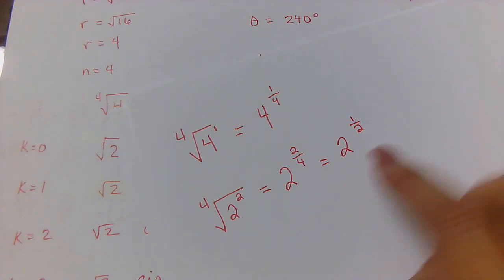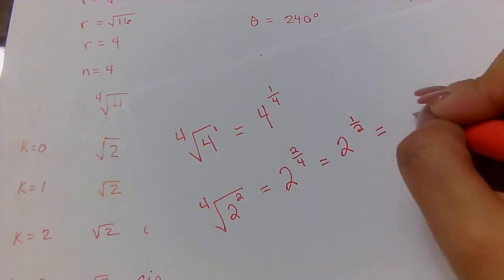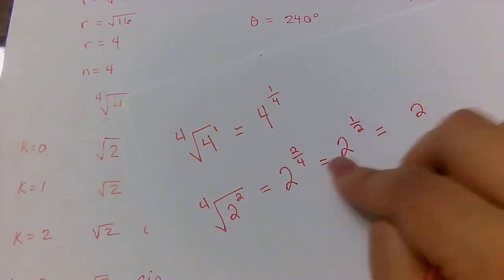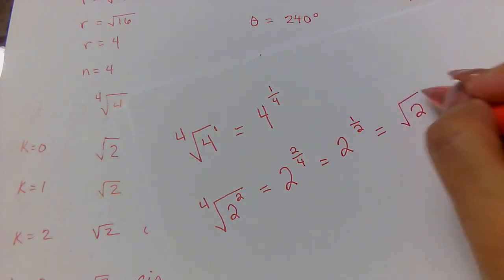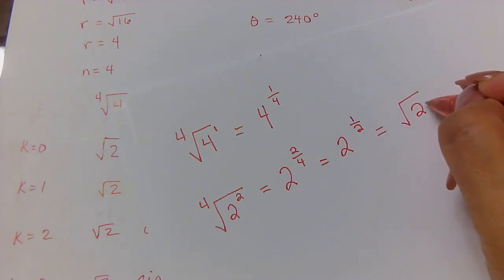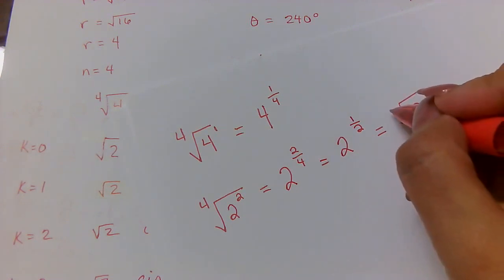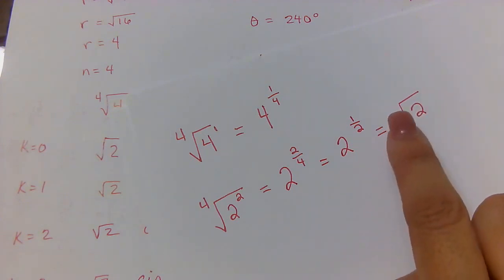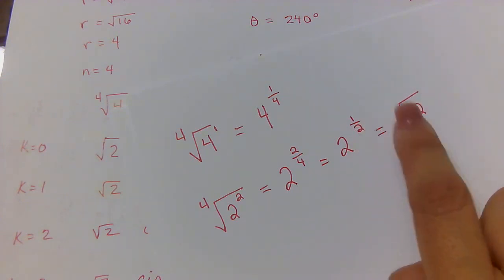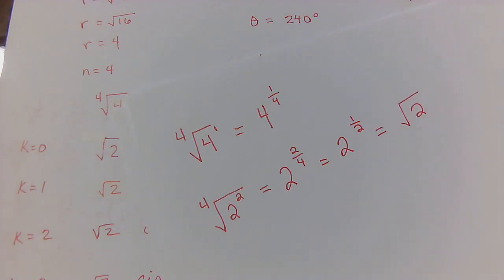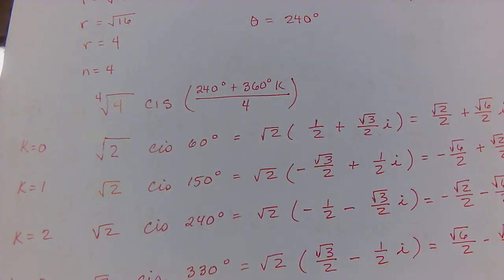Okay? When I change this back to a radical, I'm going to have the base inside, and then I'm going to have a square root. This is the 1 out here inside the radical. The 2 goes on the outside, but because it is a 2, it's understood. So we don't have to write the 2. So that's how I got the square root of 2 here.